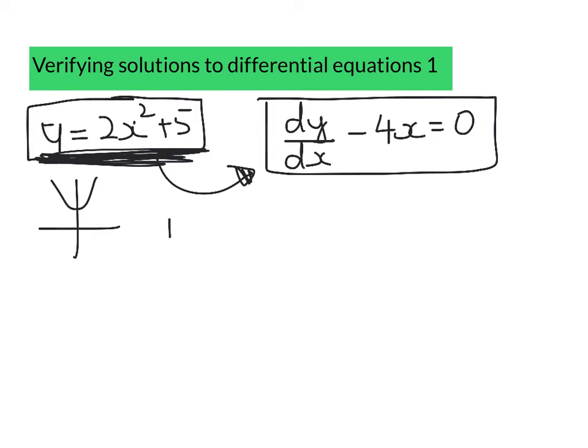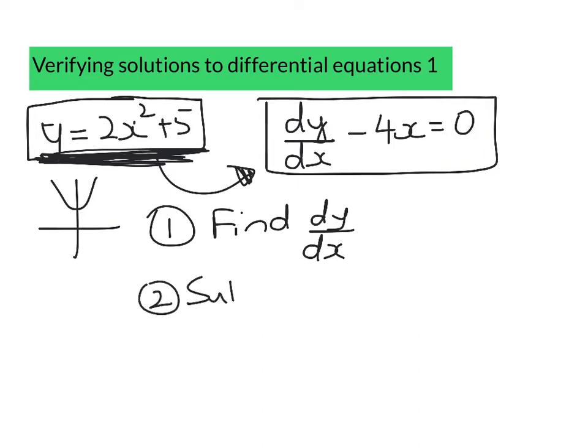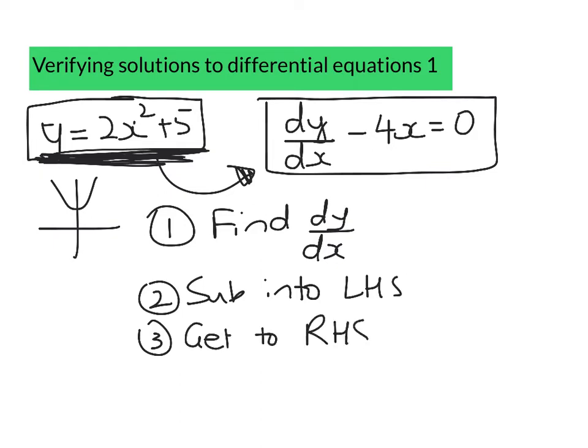Okay, so the three things we're going to do are these. We're going to start with a proposed solution, and we're going to find dy by dx. Then we're going to substitute, usually into the left-hand side, and get to the right-hand side. And it should feel quite a lot like doing a little trig proof like the ones we did earlier this year. So on the next slide I'm going to start with working through this example here.